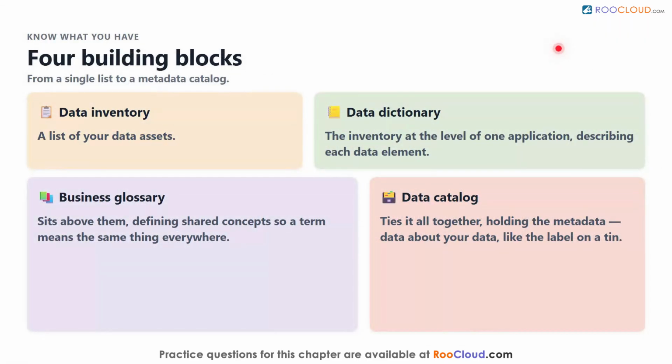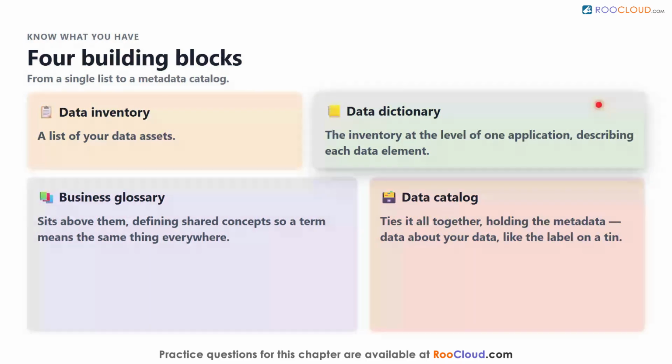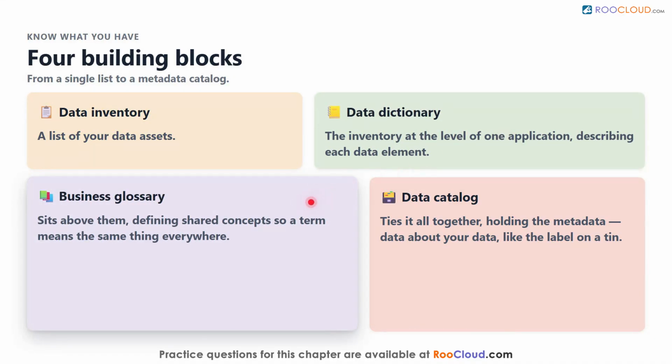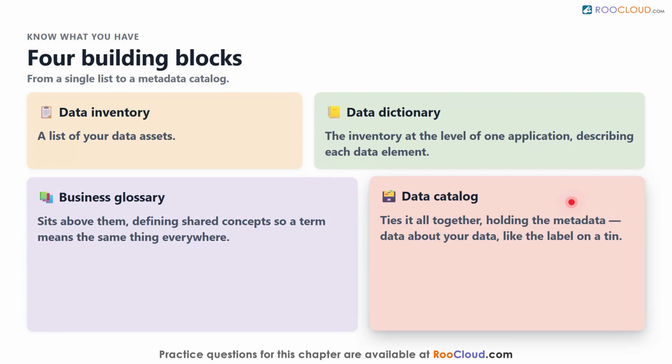To manage data, you first need to know what you have, and that rests on a few building blocks. A data inventory is a list of your data assets. A data dictionary is that inventory at the level of a single application, describing each data element. A business glossary sits above them, defining shared concepts so the same term means the same thing everywhere. And a data catalog ties it all together, holding the metadata, which is simply data about your data, like the label on a tin describing what is inside.